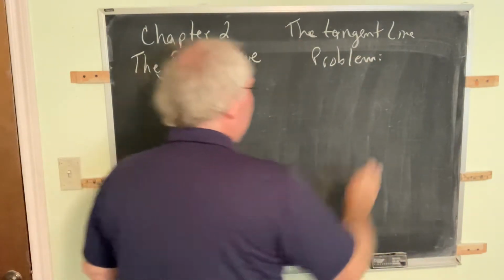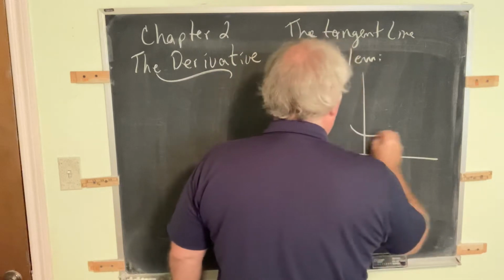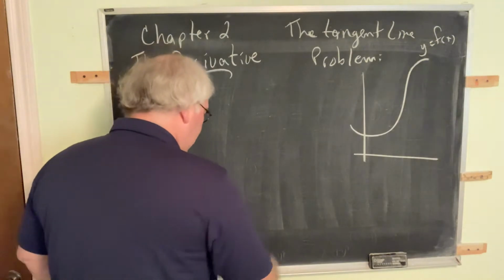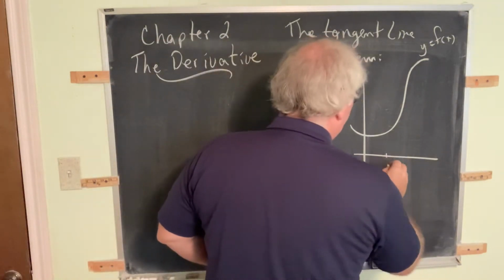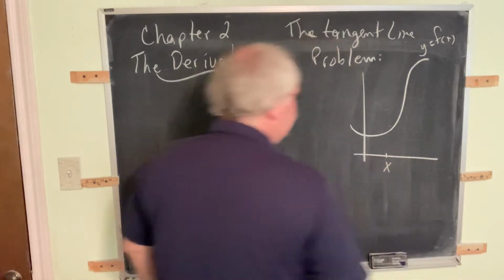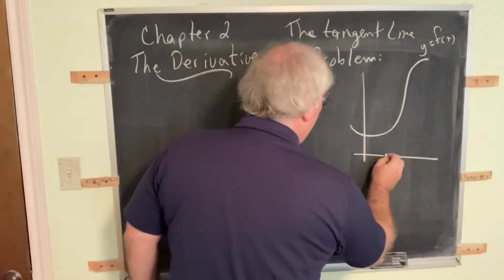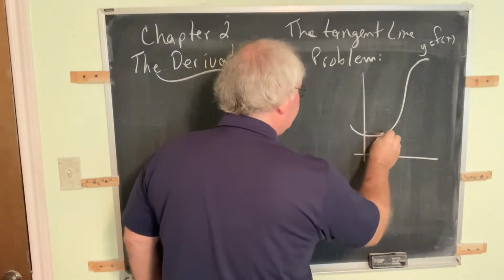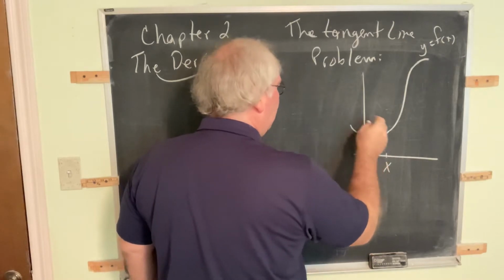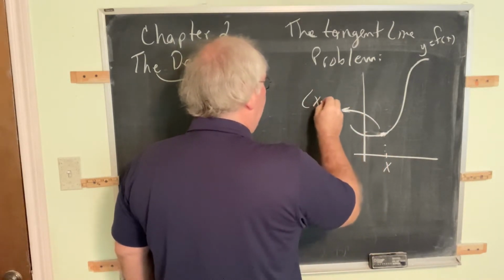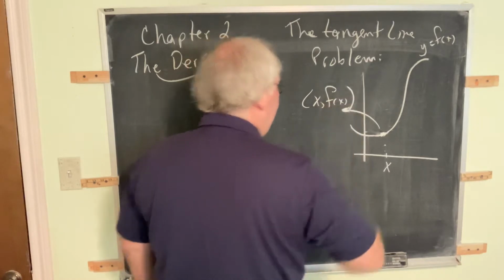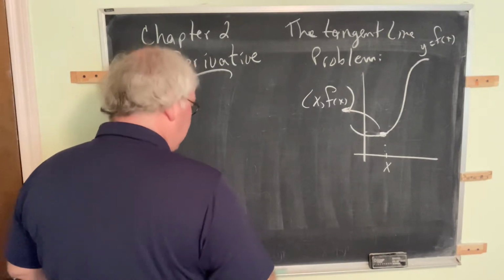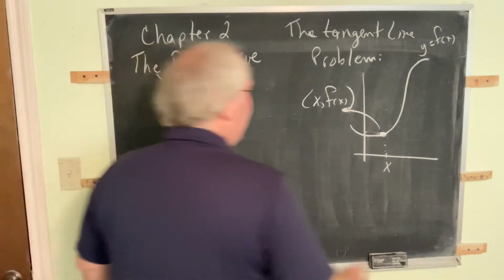And if you recall the tangent line problem, we have a curve defined by y equals f of x, and we have a point, call it x. And from that point, we then have a point on the curve. That point has coordinates, and we know those coordinates are x, f of x. Those are the coordinates of that point. At that point, the curve has a tangent line.